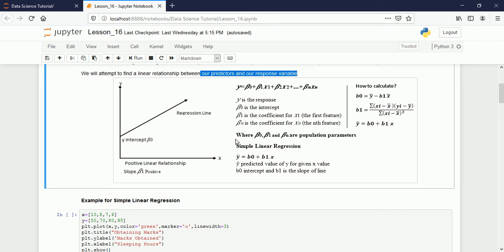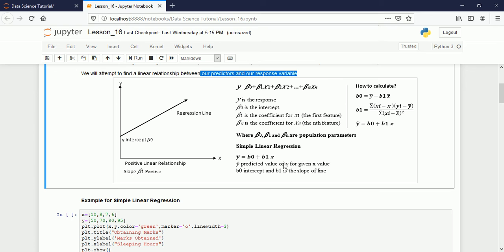Now one thing you have to remember, friends: b naught, b1, bn are the population parameters. This is the general formula for estimating the population parameter. But instead of this, we are using samples. If you remember, we have something called point estimation, where we used the sample to predict or estimate the population parameters. Otherwise you have to refer to the previous lectures. So here instead of that, we are considering other forms, like simple linear regression.